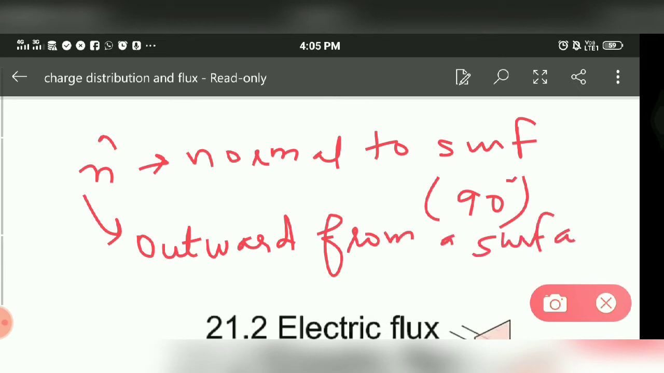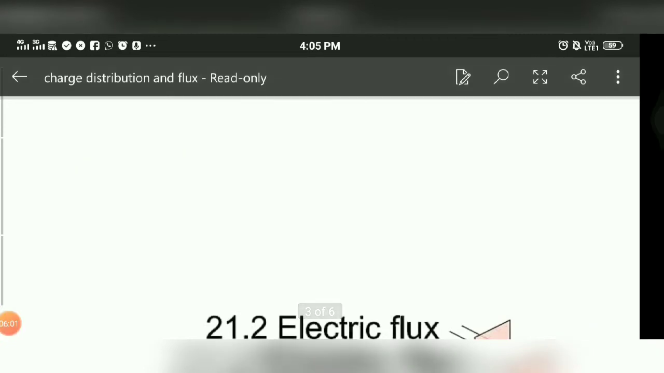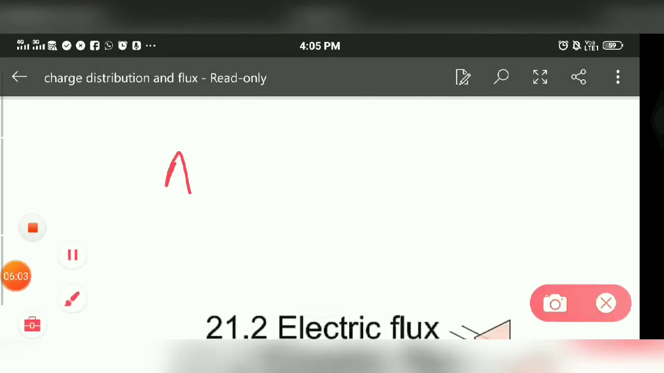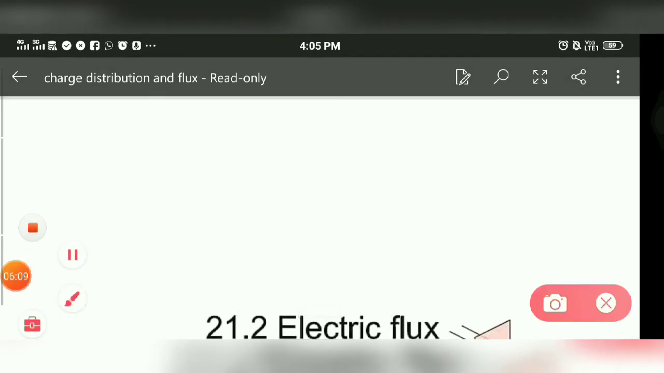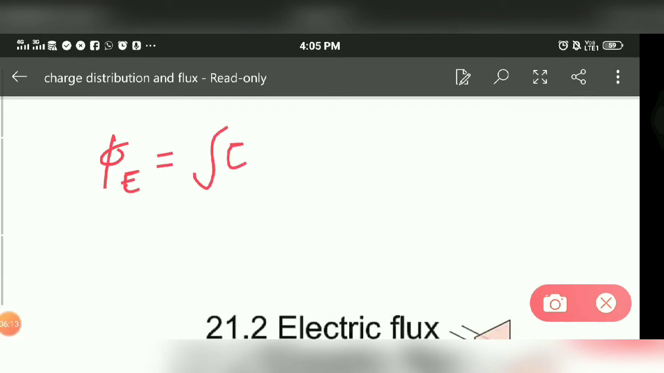Surface. Outward means always in outward direction. So again, the area vector is the magnitude of area times the normal. So when we come back to the formula, flux phi E equals E dot ds over a closed surface. So flux is always through a closed surface.